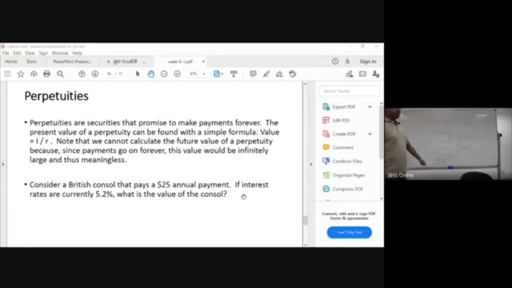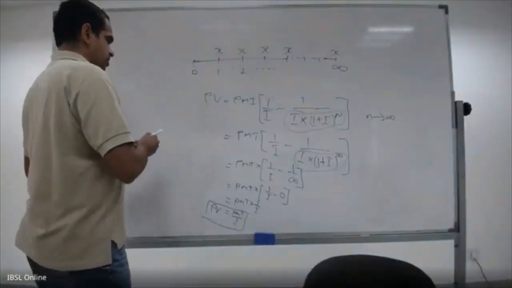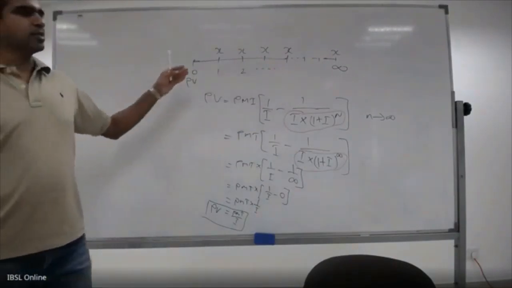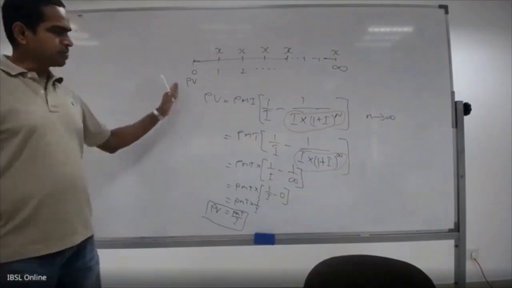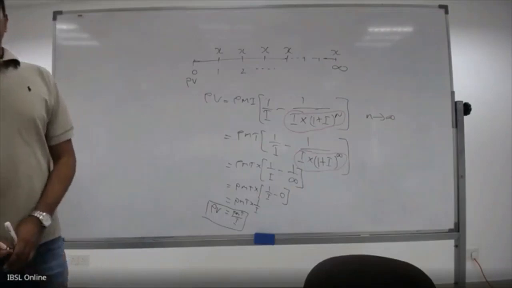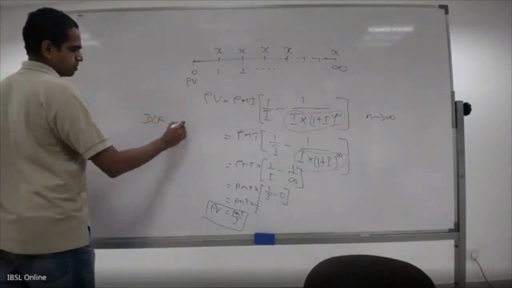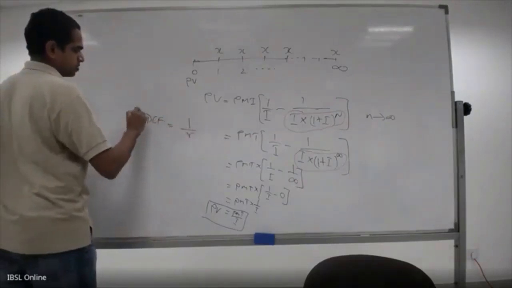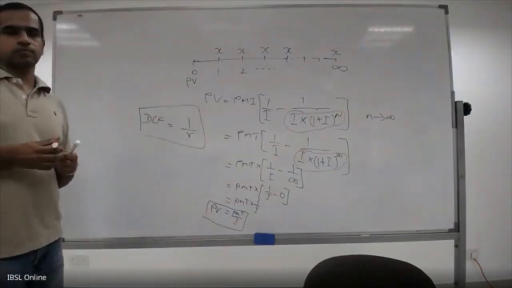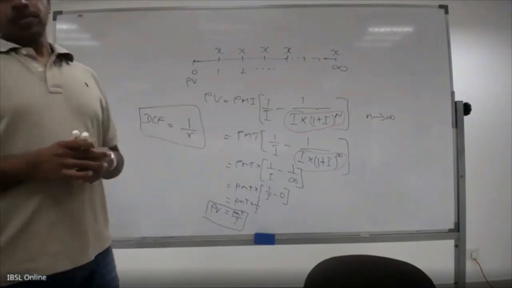So it's payment divided by the interest rate. The other thing is you can only find the present value of a perpetuity. You can't find the future value because there is no future. It continues indefinitely. Discount factor for a perpetuity is 1 over the interest rate. So let's try this example.